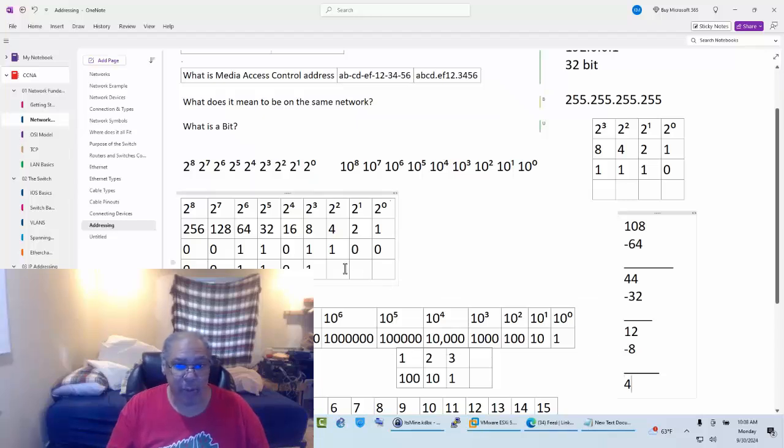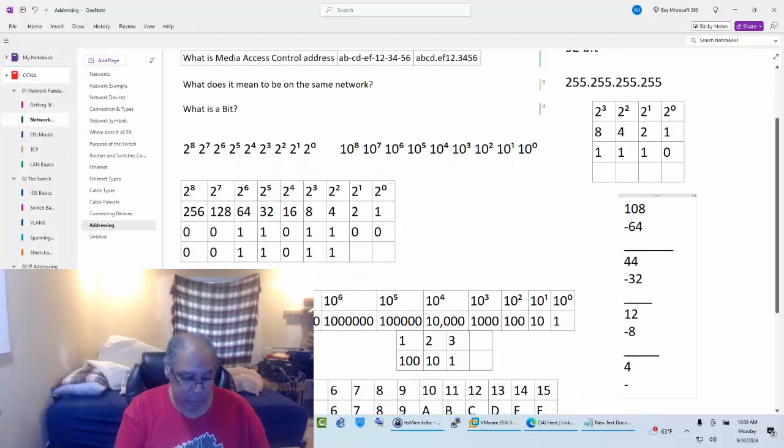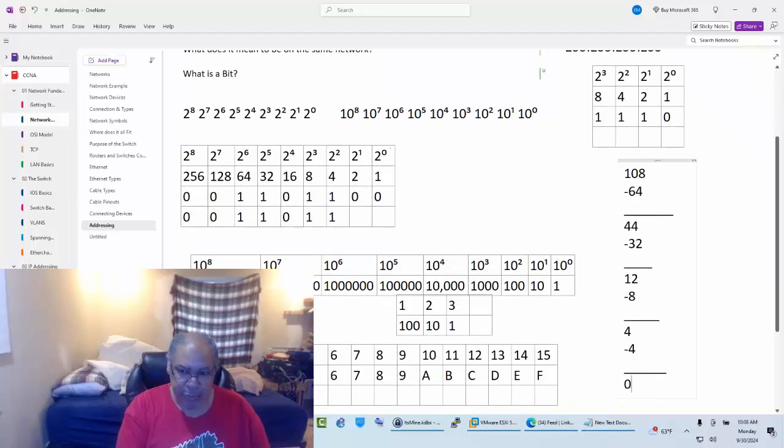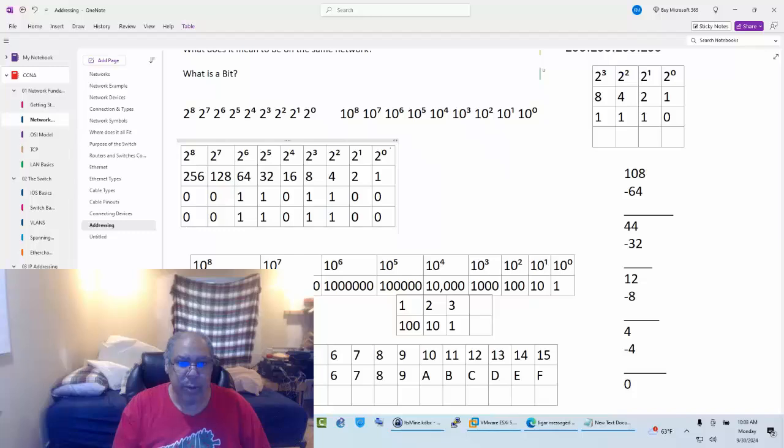I have to do a calculator for that one. Okay, 4, and that leaves us 0. We have no more bits, so the leading bits on the right-hand side are going to be all zeros. Okay, so that's how we do the math to convert. Going from binary to decimal is easy, right? Going back, a little bit extra work, but it's still easy.